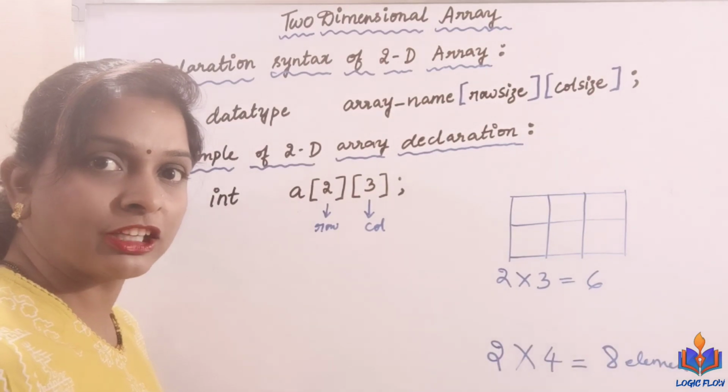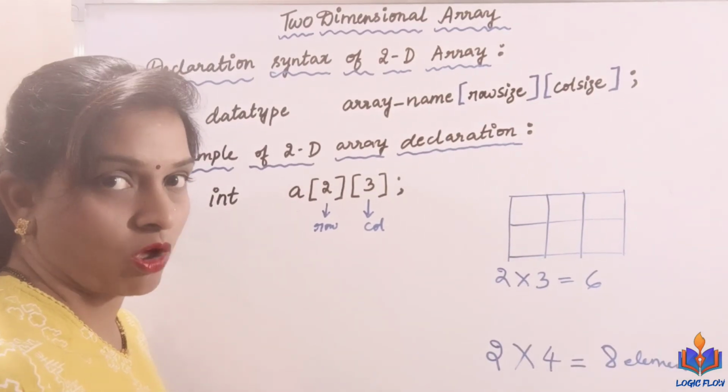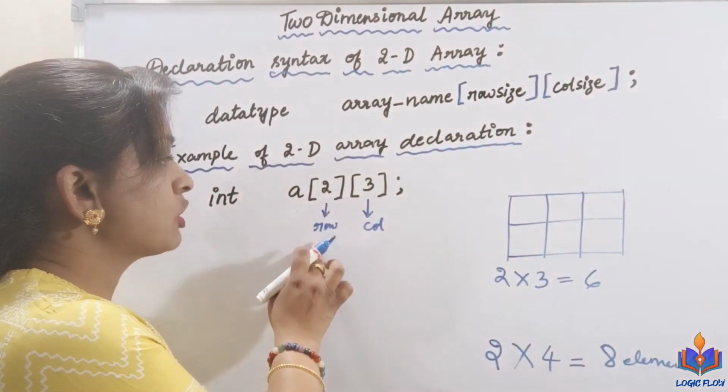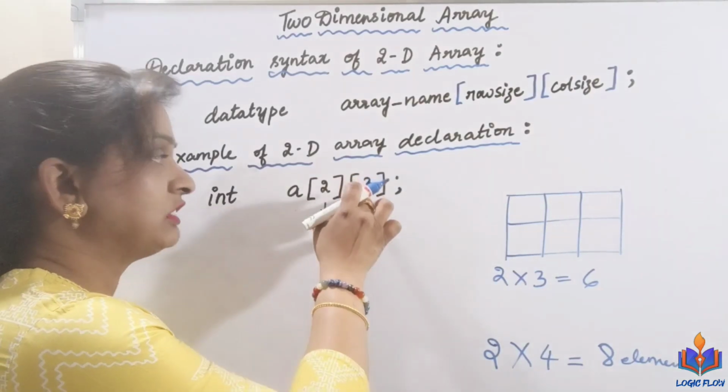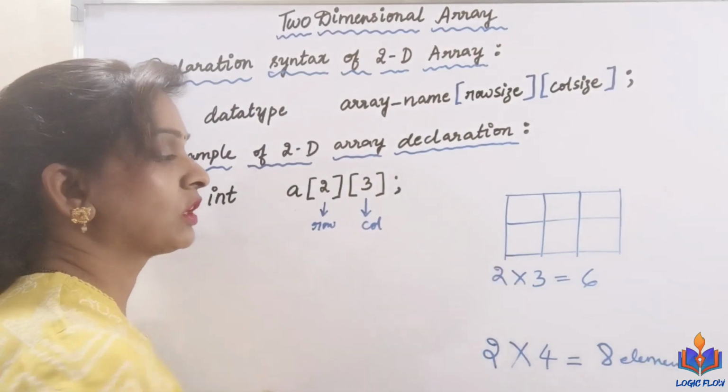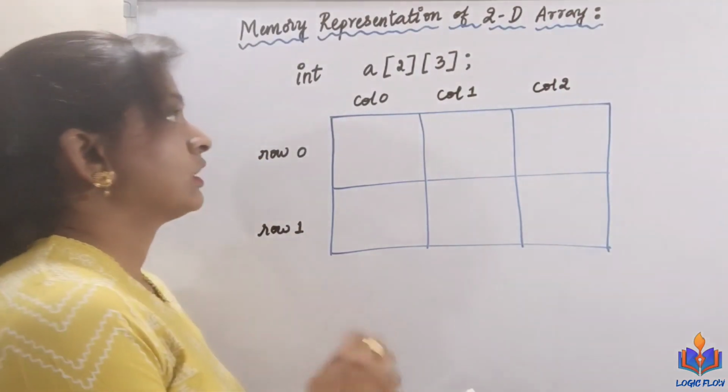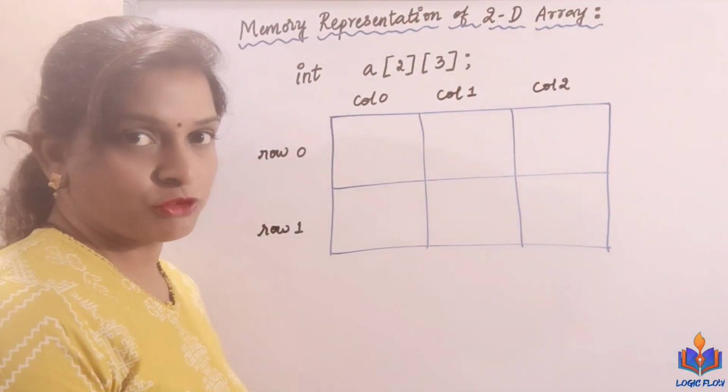Memory will be allocated to store 6 elements in the form of rows and columns. So the dimension row is 2, dimension column is 3. So it is 2 cross 3. Totally 6 elements I can store. So let us see the memory representation of a 2D array.